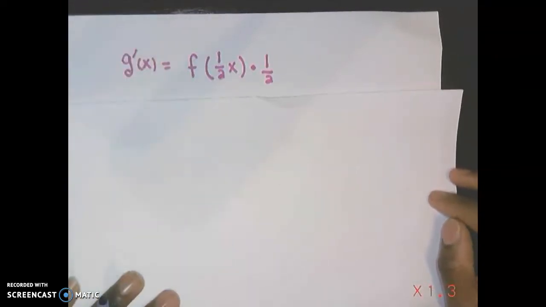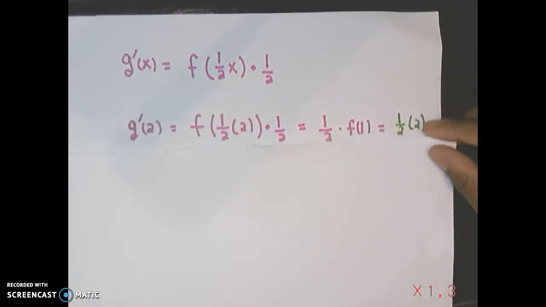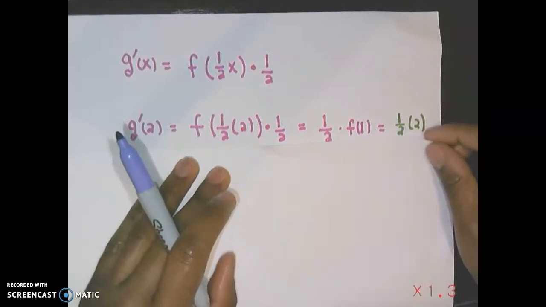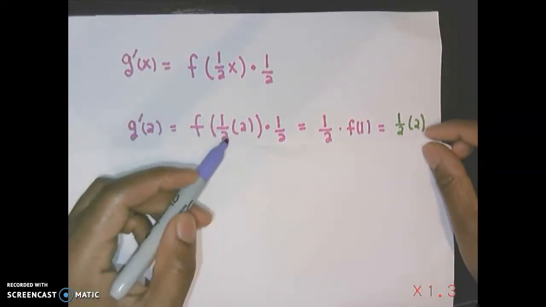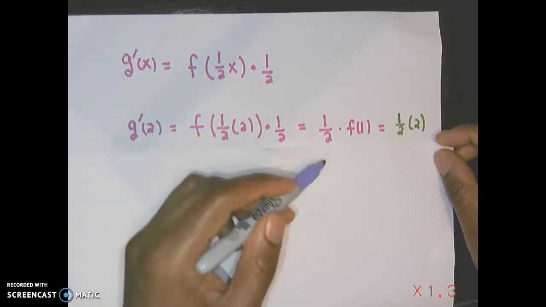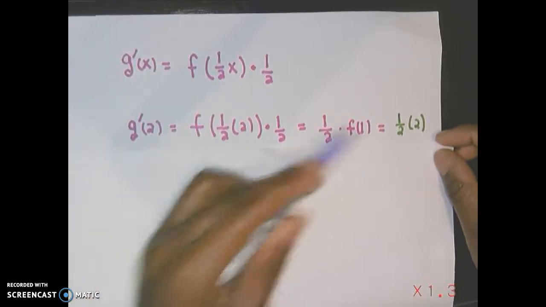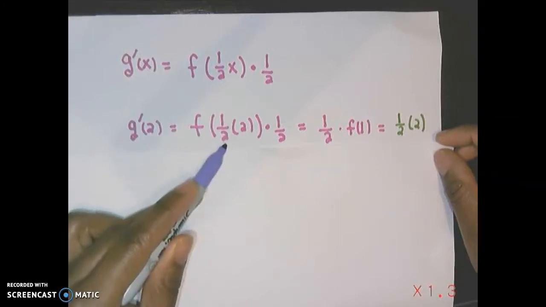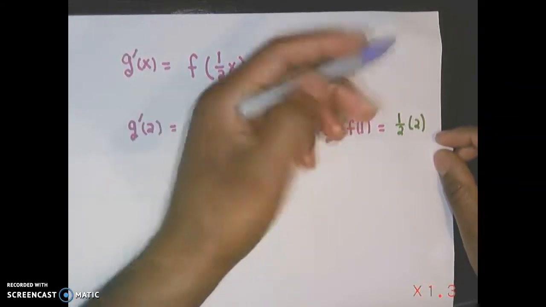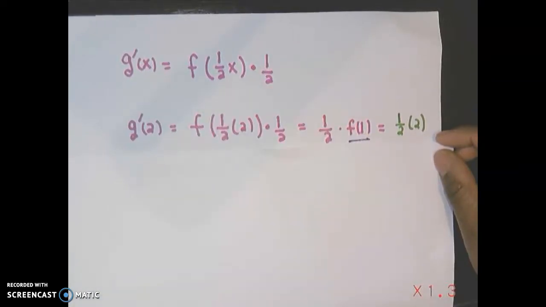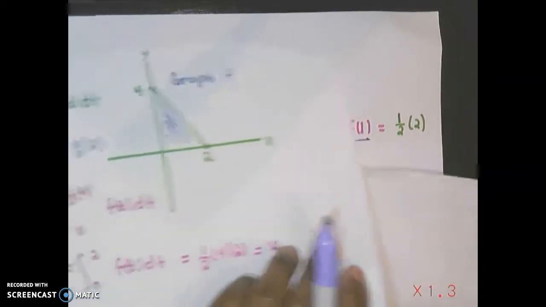And so I'm trying to find g prime of 2, so everywhere I see an x, I am going to put a 2. So now I am going to get 1/2 times f of 1, because half of 2 is 1. And so now we need to determine what f of 1 is. So what is f of 1? In order to determine what f of 1 is, I am going to have to look at the graph.